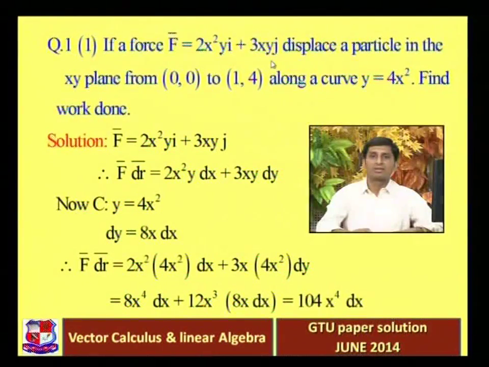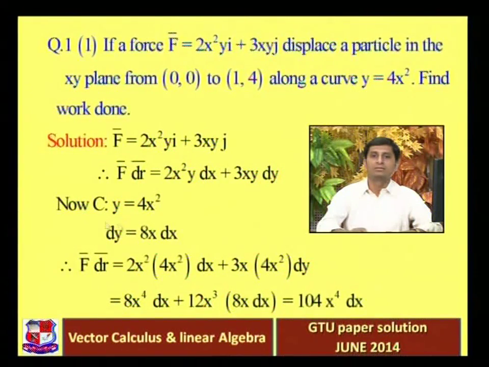Find the work done by F = 2x²y i + 3xy j, moving a particle in the xy plane from (0, 0) to (1, 4) along the curve y = 4x². Here is the solution. F is 2x²y i + 3xy j. So F·dr is equal to 2x²y dx + 3xy dy.